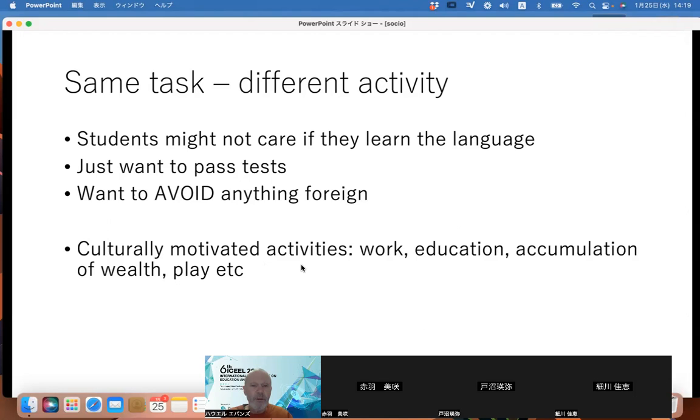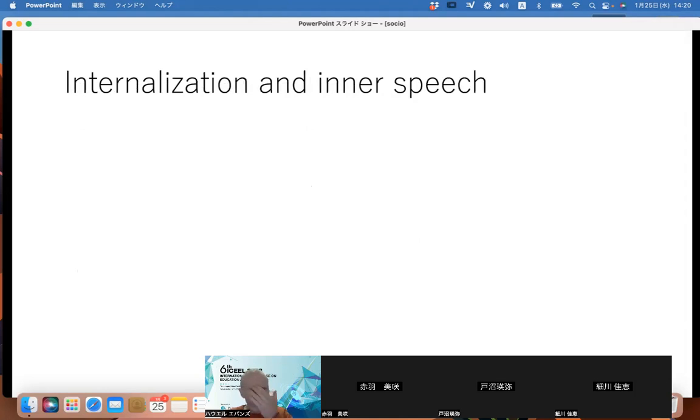Culturally motivated activities might be work. Do you do something to get a job? Do you do something to pass tests, for example, to get higher up the ladder of education, or are you just interested in making money? Or are you interested in just playing a game, for example, having a bit of fun? So there are all kinds of different motivations.